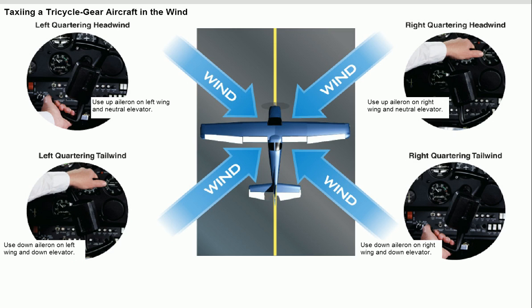Remember also that when you turn while taxiing, the flow of air around the aircraft changes direction, and you'll have to compensate by altering the position of the control surfaces.